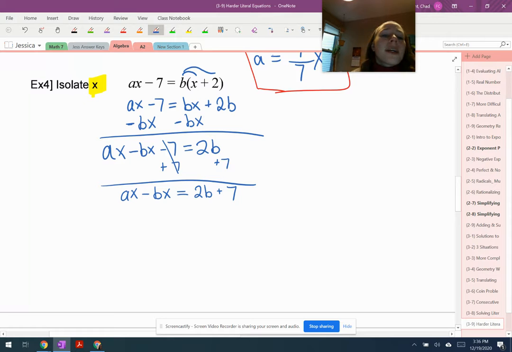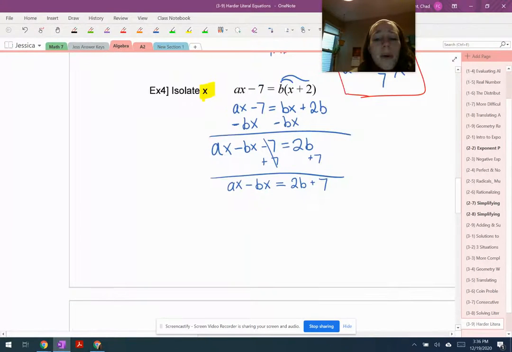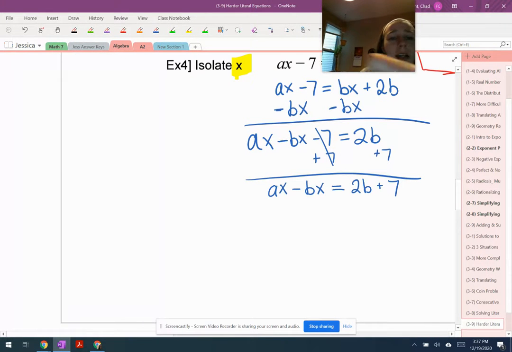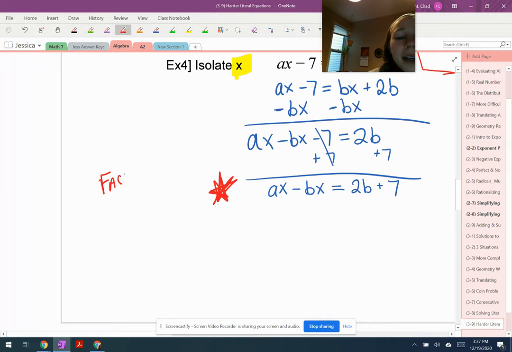Okay, so here we have to pause, we have to take a little note of this, make a little star right over here. This is a weird example because this is a situation in which we need to factor out the x.